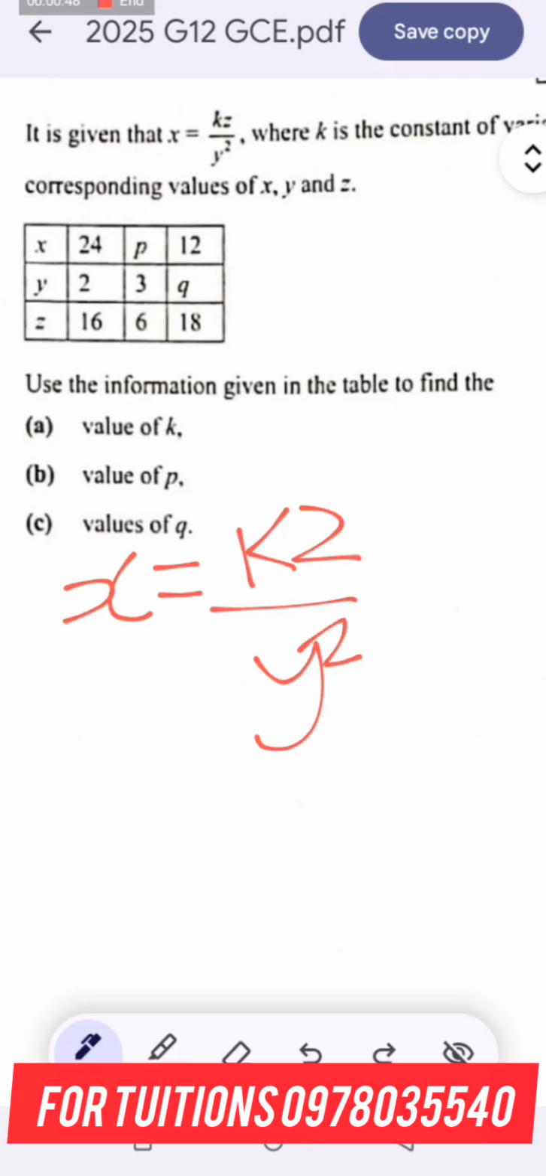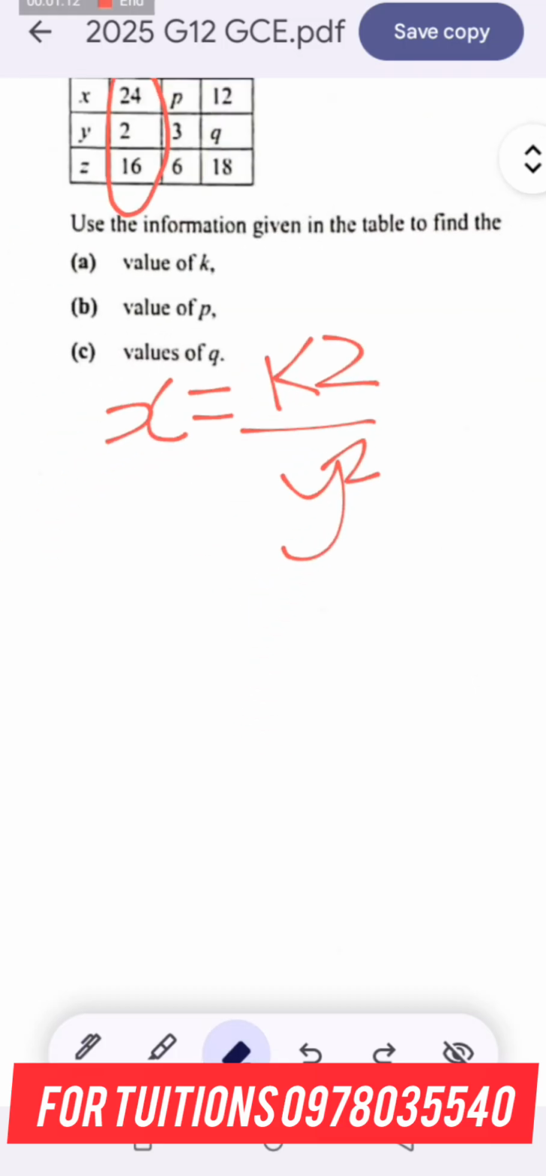Look for a table which has no missing letter. Which table has got all the numbers, not letters? Of course our first table here, you can't see any letter in there. That's the one you're going to use. So using this table here, where there's x, put 24, where there's y, put 2, where there's z, put 16. Let us replace. So you must follow me carefully.